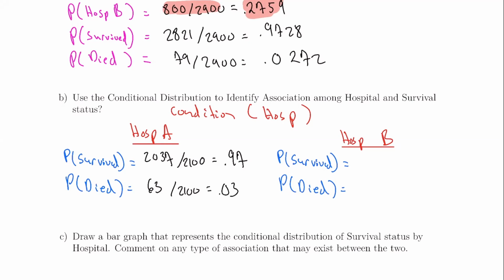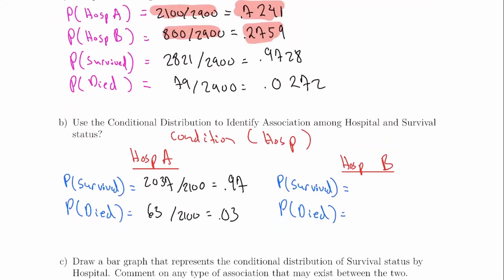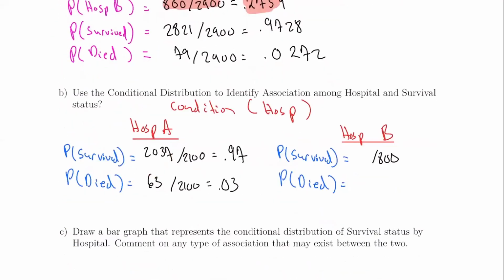All right, so now let's do this for hospital B. So how many total people went to hospital B? 800. Of these 800 people, how many of them survived? 784. So if I do 784 divided by 800, I get 0.98. Cool.